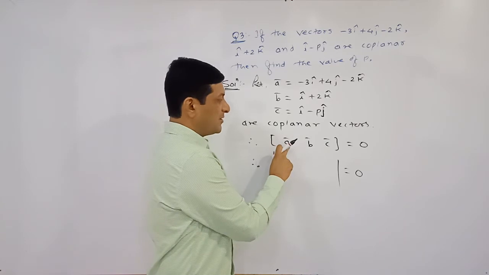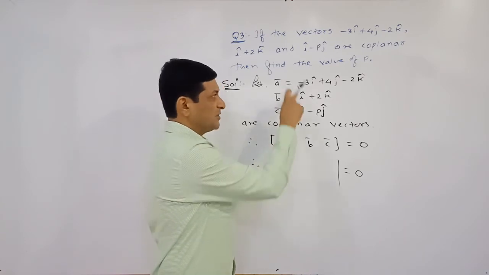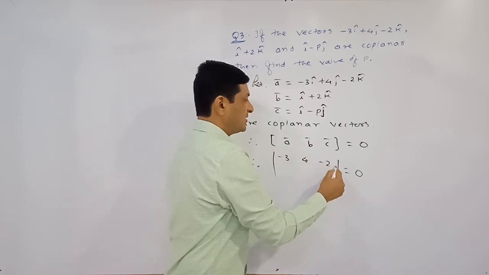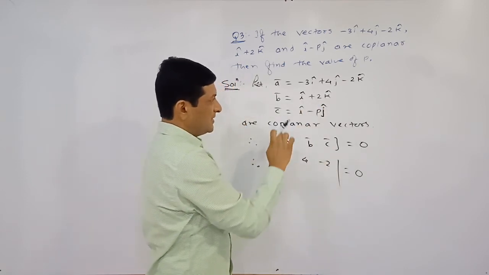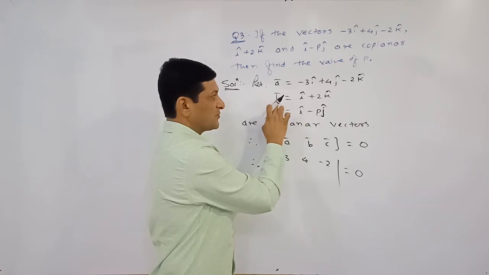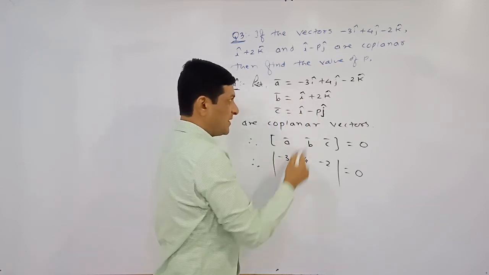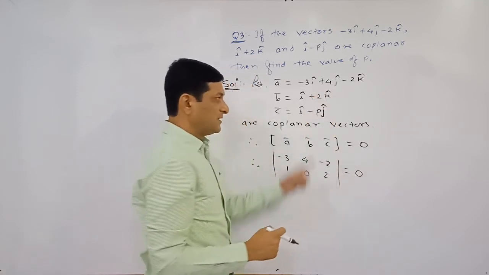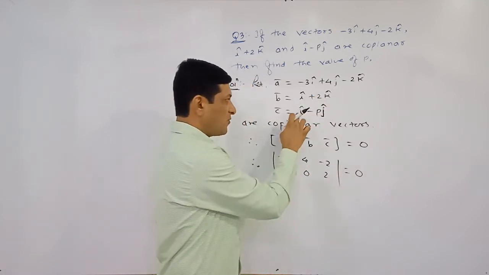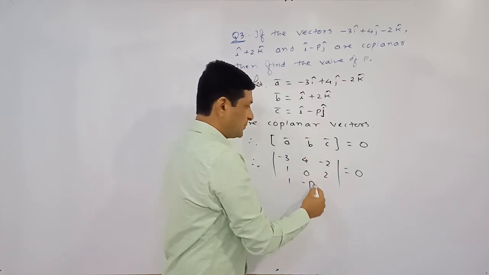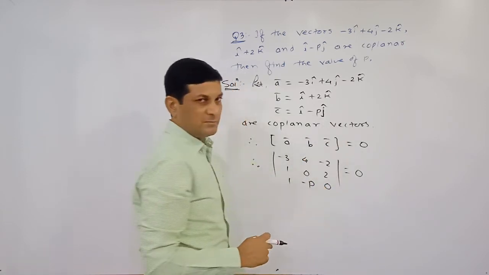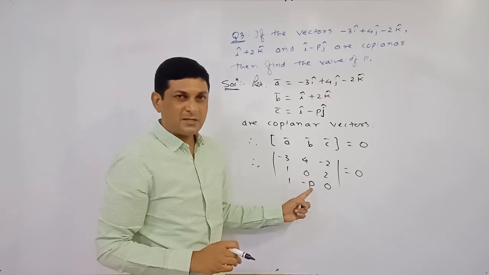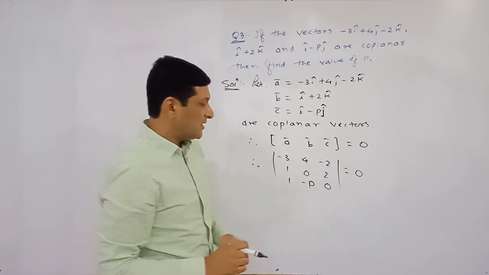In the first row, write down the components from vector A bar, means coefficient of I cap, J cap, K cap, minus 3, 4, minus 2. In the second row, write down the coefficients from B bar, where coefficients are 1, here J cap is missing, means here its coefficient is 0 and 2. In the last row, write down what? 1, minus P, and here term of K cap is missing, its meaning is that its coefficient is 0. Now simplify this determinant and try to find out your required value P.